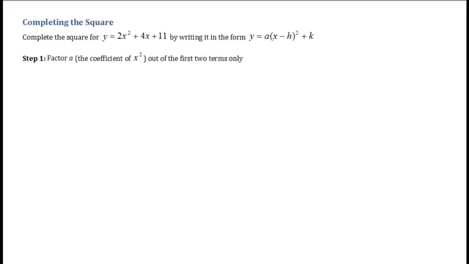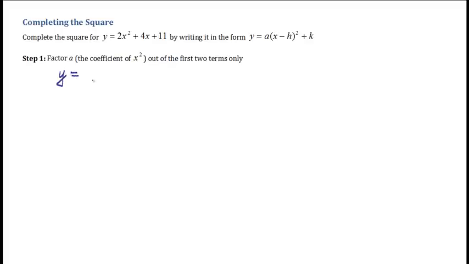So the first step in this process is to factor out a, which is the coefficient in front of your x squared, out of the first two terms only. So the terms containing the x's, we must factor out that coefficient in front of the x squared. So I'll do that right now.